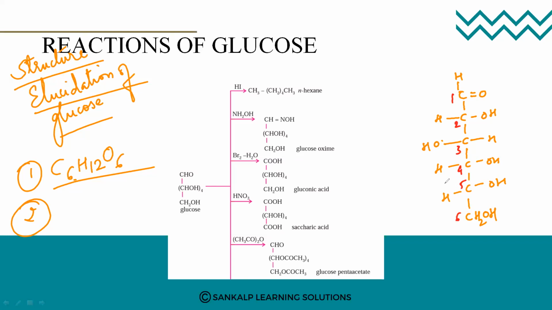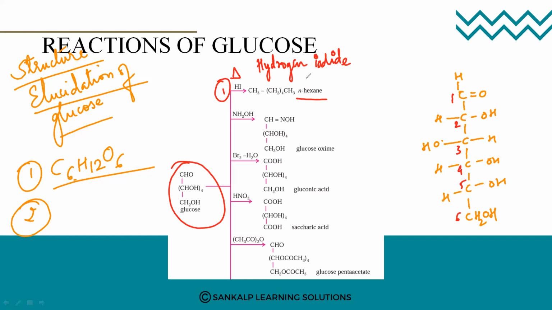How do you confirm the presence of the six carbon atoms in a straight chain? When you heat glucose with HI, hydrogen iodide, it forms n-hexane.